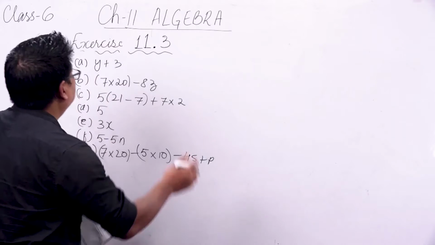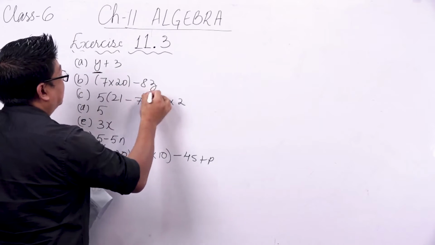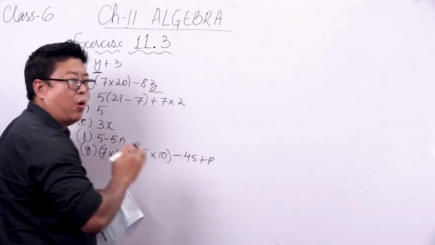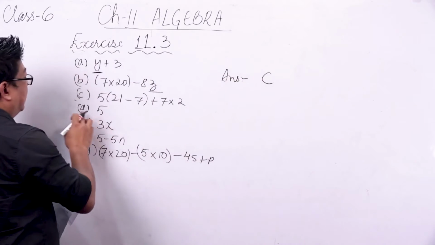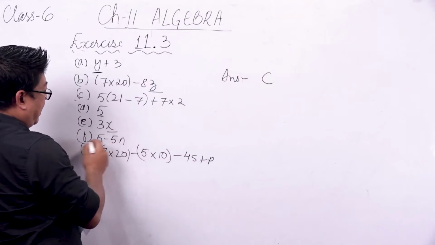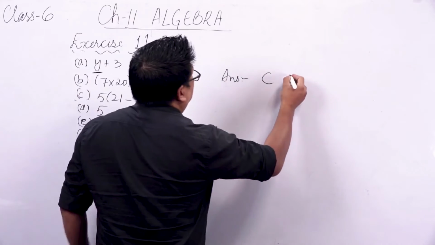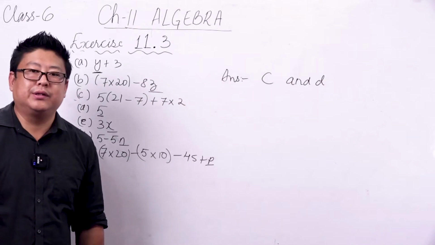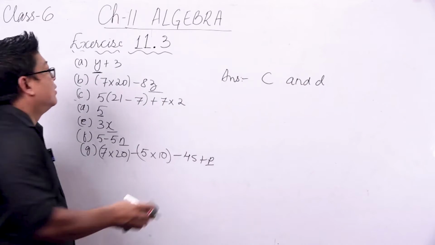Only with numbers, okay? So here, if you look at A, y is a variable. B, z is a variable. C, 5, 21, 7, 7, 2, only numbers. So we have C, D, only 5. And then E, x is a variable, F, n is a variable, G, we have p. So C and D are the only two expressions without variables, only numbers. So this is a simple one.